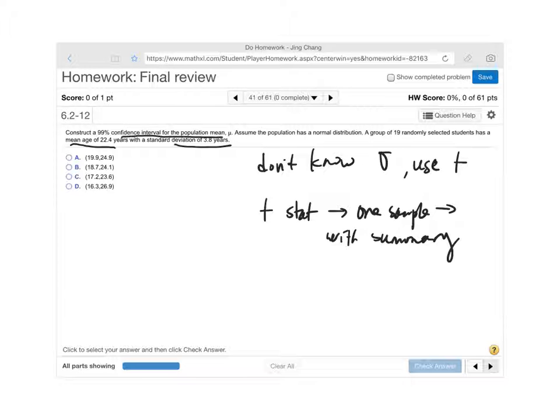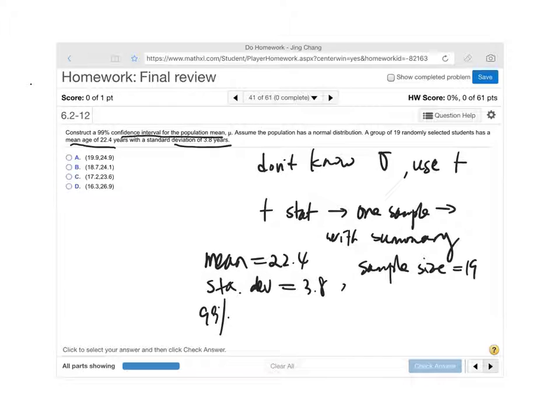and you just need to write the mean, which is 22.4 years, and the standard deviation, it's 3.8, and then 99%. Okay, you also need the sample size, which is 19, and then the answer is A, 19.9 to 24.9. So we're 99% confident that the true population mean is between 19.9 years and 24.9 years.